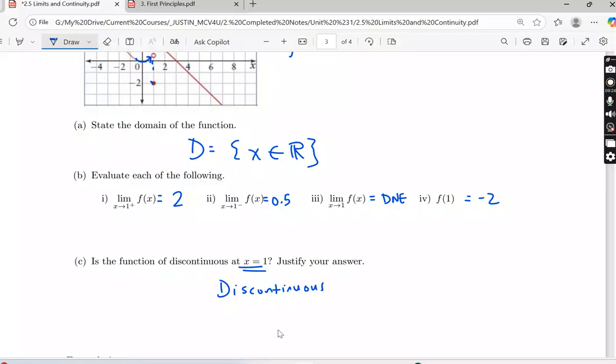Simply because you can either say the limit does not exist, or that not only does the limit not exist, but the limit and f(a), or f(1), are not the same.